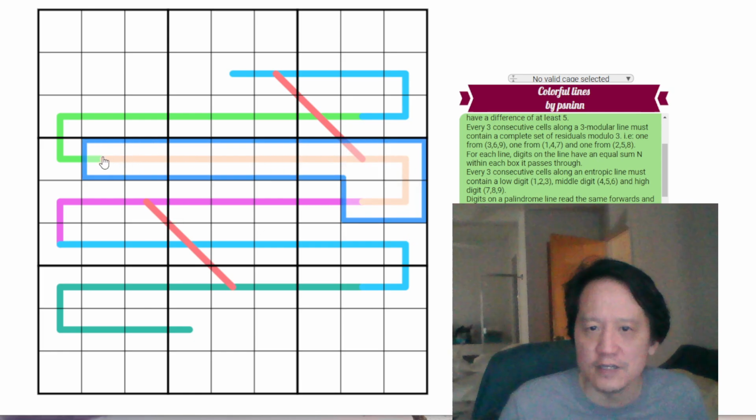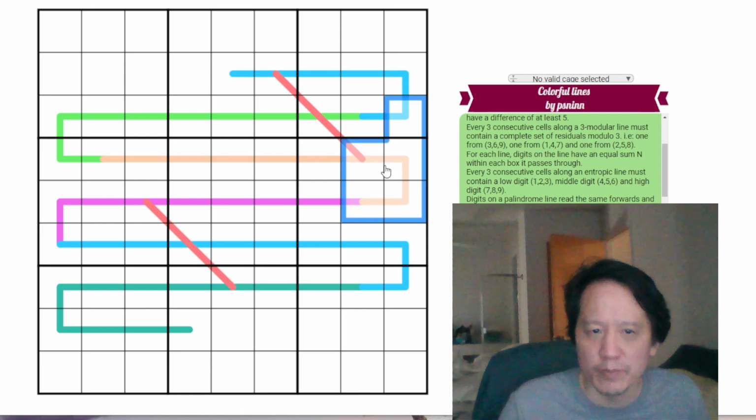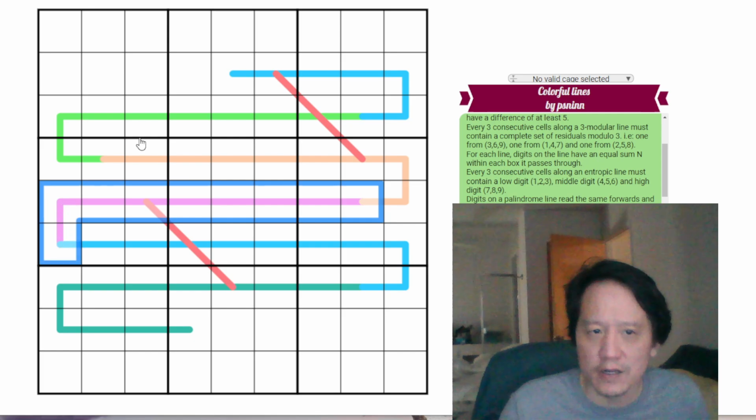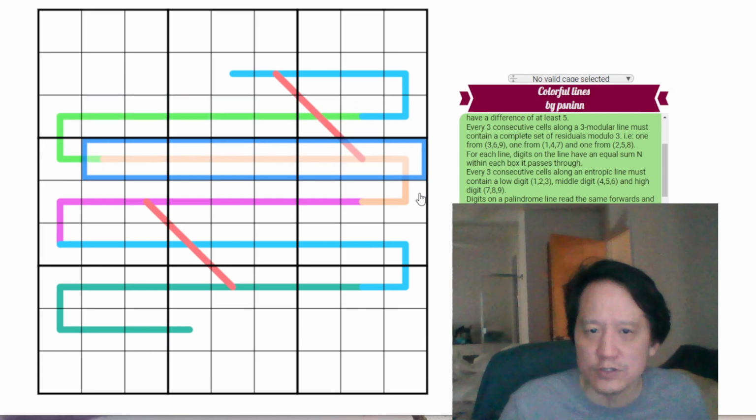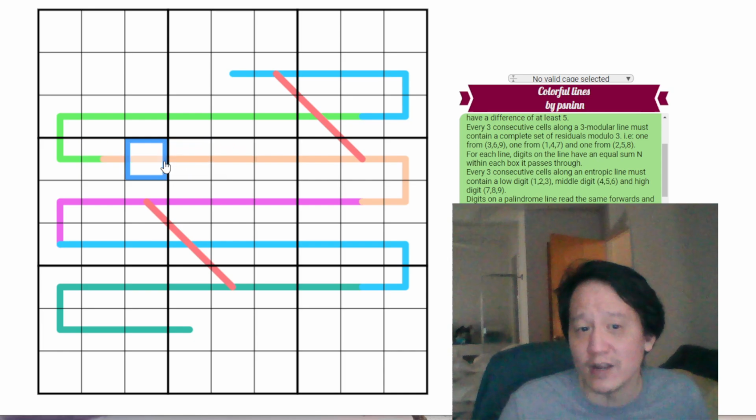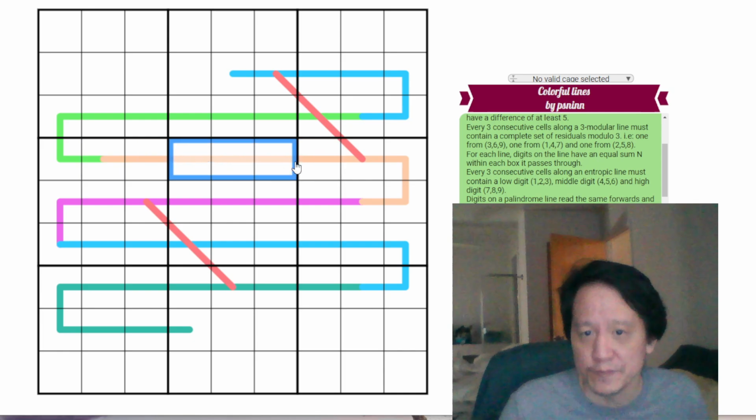I think this is the modulo line, 3 modular line. It's usually the peach one or orange one. So I know this is the Renban line. This is the German whisper line. I think this is the modular line. So that means you have to have in every set of 3 digits, 1 from 147, 1 from 258, 1 from 369. And it can be in any order. But remember, that's for every 3 set digits. So that's very important.